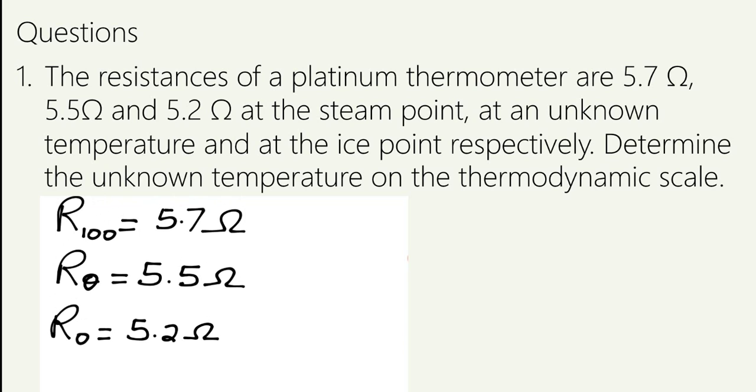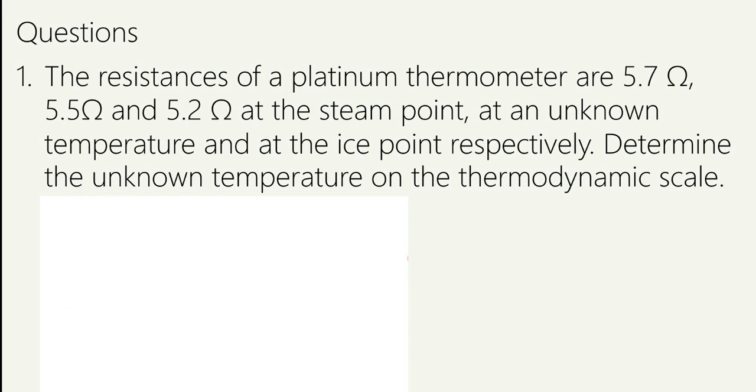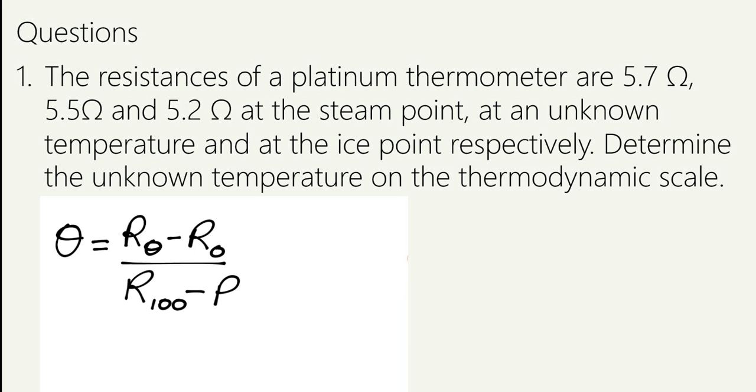So let's start by getting theta on the Celsius scale, which we shall later convert. If you remember very well, the formula is R, that value. Now this time we can't say X, because we know it's a resistance, so we say R theta minus R naught over R 100 minus R naught. Then the whole thing we multiply by 100 degrees Celsius.